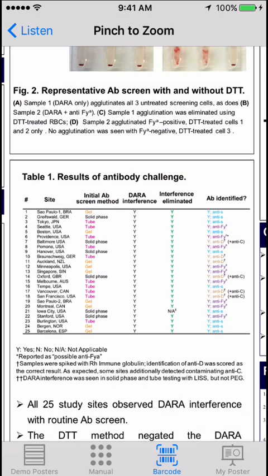In conclusion, using DTT-treated red cells, all participating blood bank laboratories were able to identify a clinically significant antibody initially masked by the presence of DARA. The DTT method can be implemented by blood banks globally to provide safe blood products to patients on DARA.